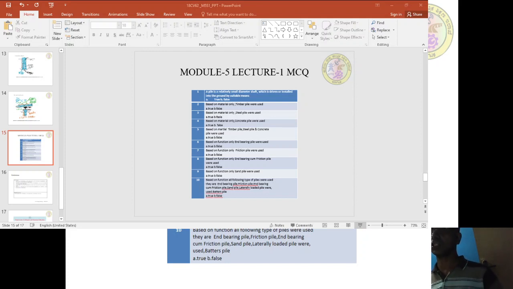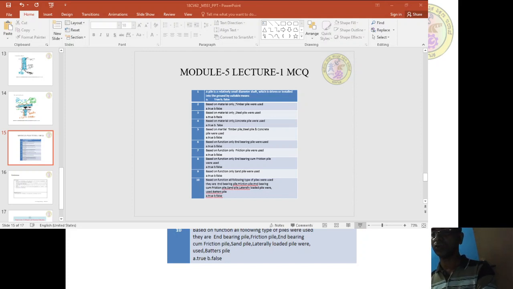Based on material, only steel piles are used. Again, option B, false. Based on material, only concrete piles are used. Option B, false. Based on material, timber pile, steel pile and concrete piles were used is the correct one. So option A, true. Based on function, only end bearing piles were used. Option B, it is false. Here there are end bearing piles, friction piles, end bearing friction piles, laterally loaded piles, sand piles, etc.